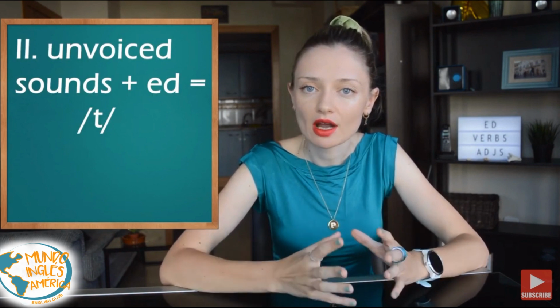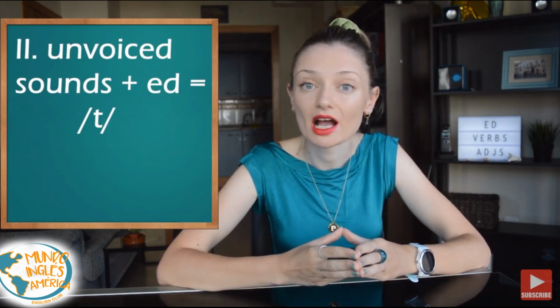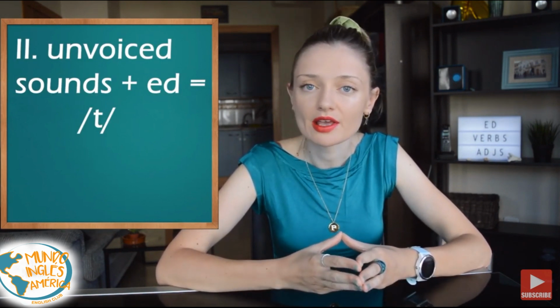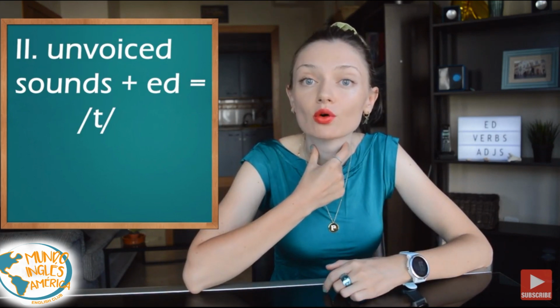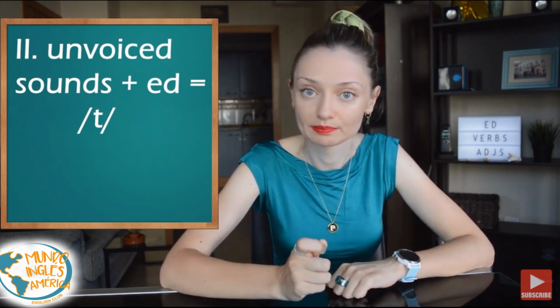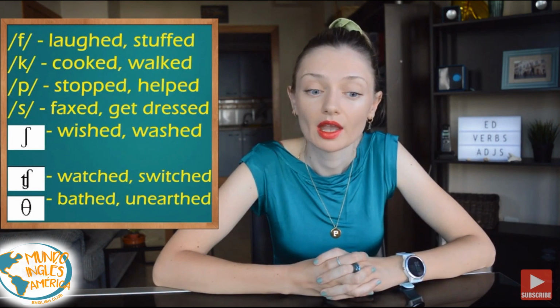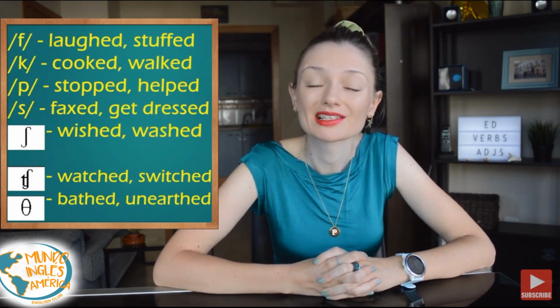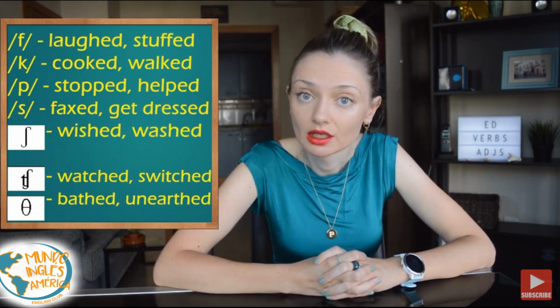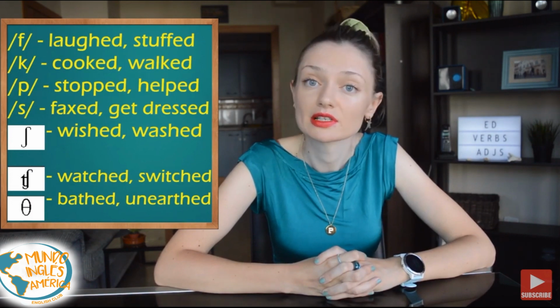Now let's move on to our second group. If the final sound of the infinitive is unvoiced, it means that there is no vibration of the vocal cords. In this case, the pronunciation of ed would be t. And now let's look at unvoiced sounds. For example, laugh, in the past it would be laughed, or an adjective, stuffed.